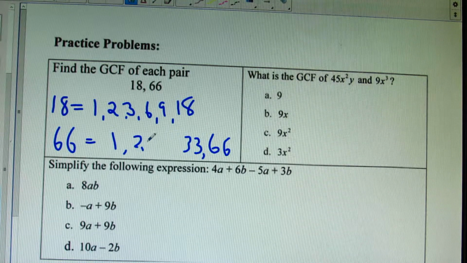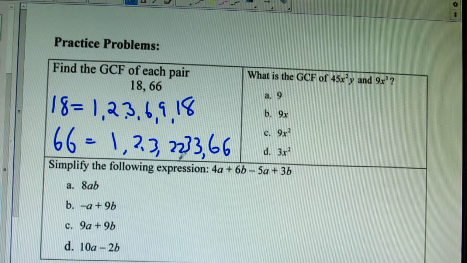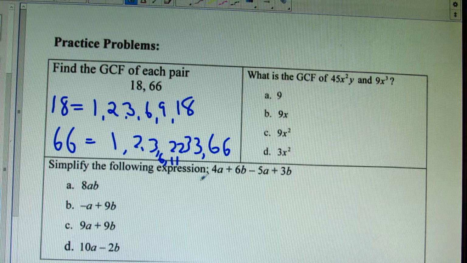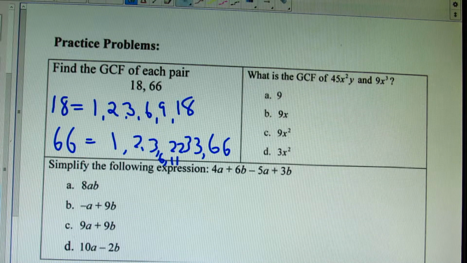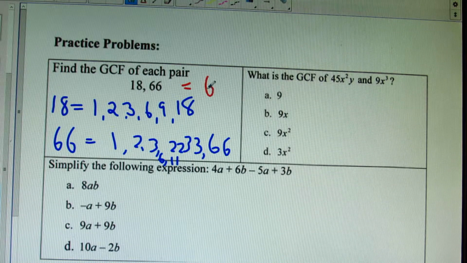Does 3 go in? Yeah, 22. Oh, I'm gonna run out of room. 4 doesn't go in evenly. 5 doesn't go in evenly. 6 goes in evenly 11 times. Is it gonna fit? Oh, it's so tight. I think it'll fit. All right. The greatest common factor, the greatest number they both have in common, they both have 6s. So the GCF here is 6.